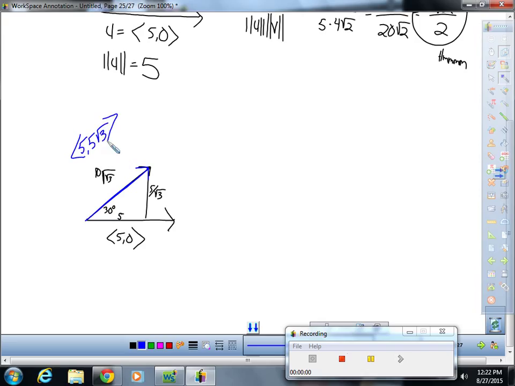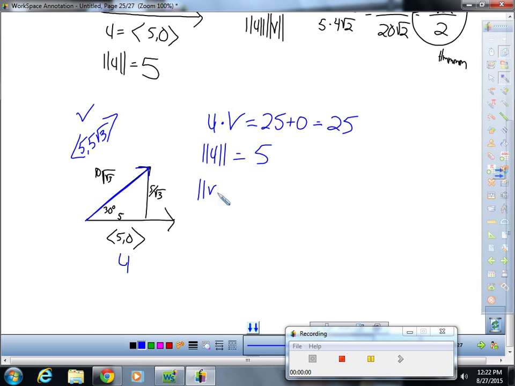Okay? Now let's take the dot product. So we'll call this U, we'll call that V, U dot V. 5 times 5 is 25 plus 0. So U dot V is 25. Magnitude of U is 5. Magnitude of V, square root of 25 plus 75, so that's radical 100, so that's 10.